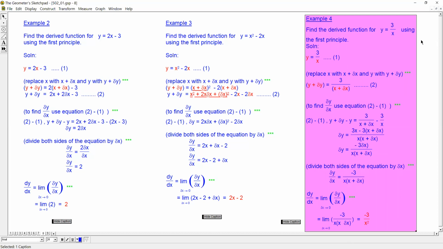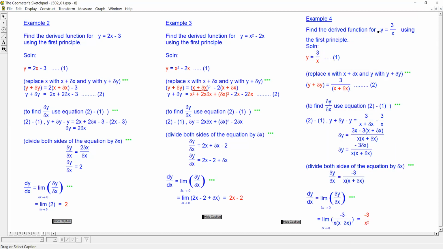Oh, this one like this. Find the derived function for y equals 3 over x using the first principle. Oh, 3 over x. Wow. Now the x goes to the denominator already. Here, all the x is at the top. Now the x is at the bottom.